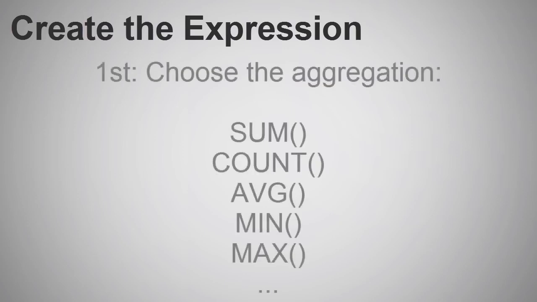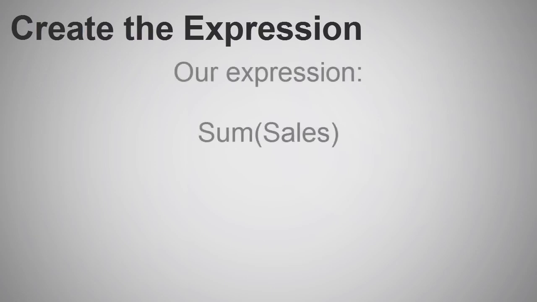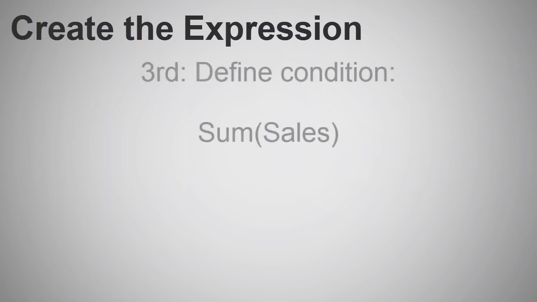These are the steps I follow when defining the expression. To begin, I decide which aggregation I want to use. In this case, we want to sum sales. Next, I choose which field or measure I want to sum. Again, sales. Therefore, we have this expression. Pretty straightforward, right?